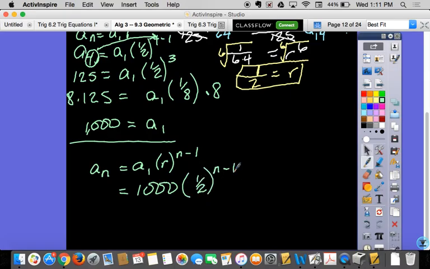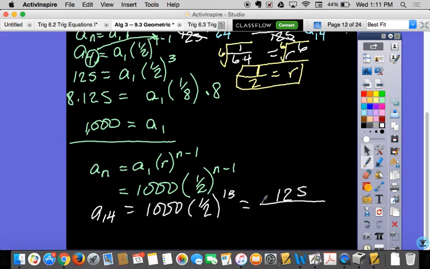It asked me for a sub 14. If that's the case, come in here and if you put 14 there, you get 13. If you type all that in your calculator and hit math, enter, enter, you get this lovely little fraction.